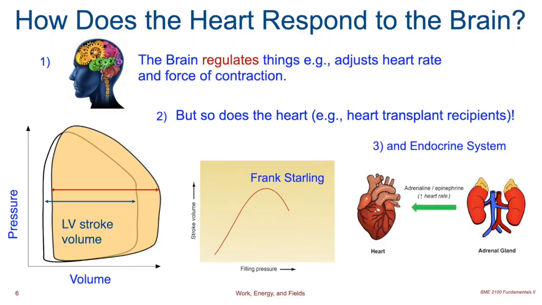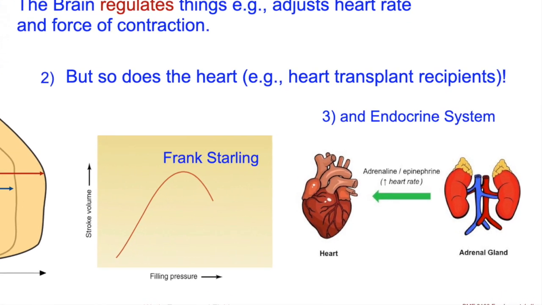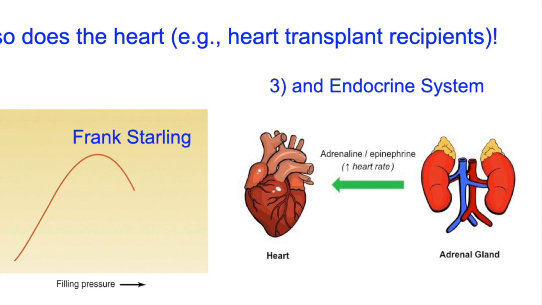So when a patient has such a sick heart that they need a heart transplant, they receive a heart that is never connected to the nervous system again. So how does it get regulated? How does it control speed and contractility, cardiac output? Well, it does it through the Frank-Starling mechanism we've heard about, but it also does it through what's called the endocrine system. And the endocrine system is an indirect control from the brain to many organs in the body.